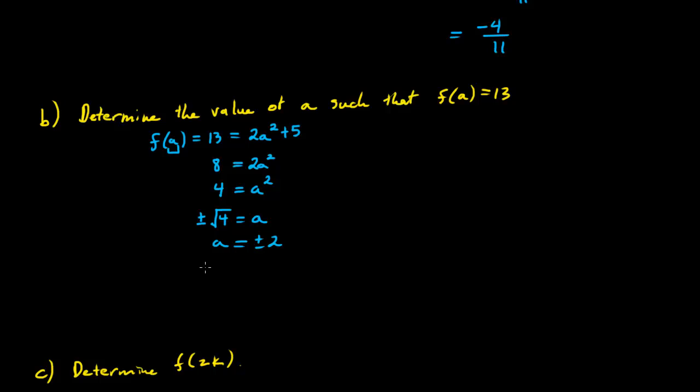and thus a can be equal to plus or minus 2. Now, the reason that I have to add a plus or minus symbol is because there are two numbers that I can get when I square a that give me positive 4. The values that I can square to get positive 4 are either positive 2 or negative 2.